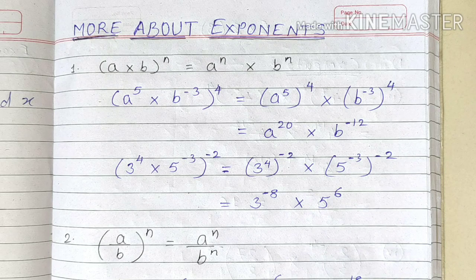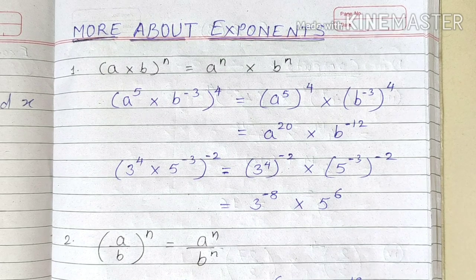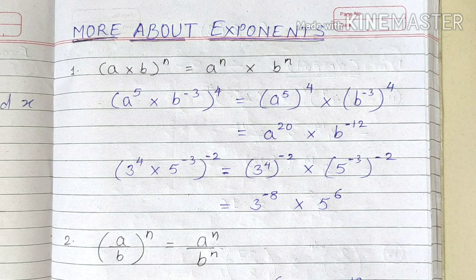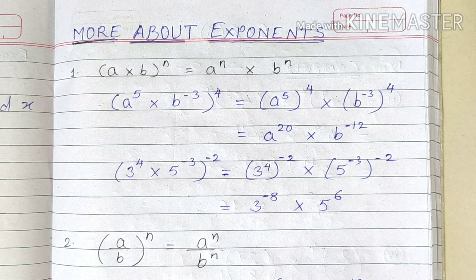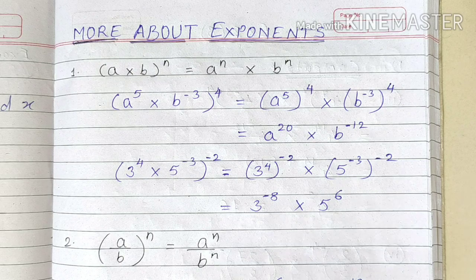And the third law that we have learned was the power law. That means if a raised to m is again raised to n, meaning double powers are there, in that case we multiply the powers, that means a raised to m times n. Now the similar things we have to learn today as well, some more exponent laws.